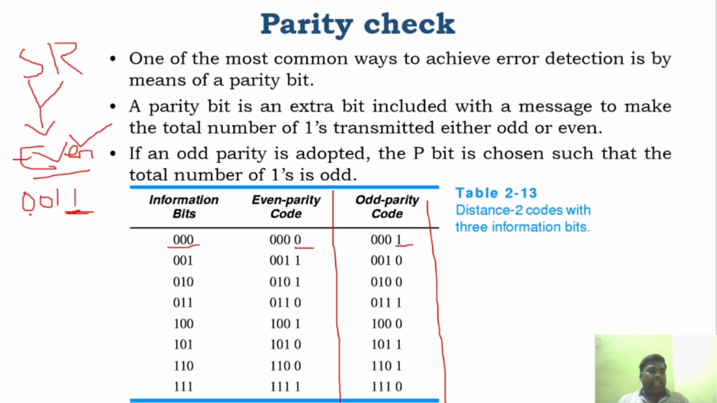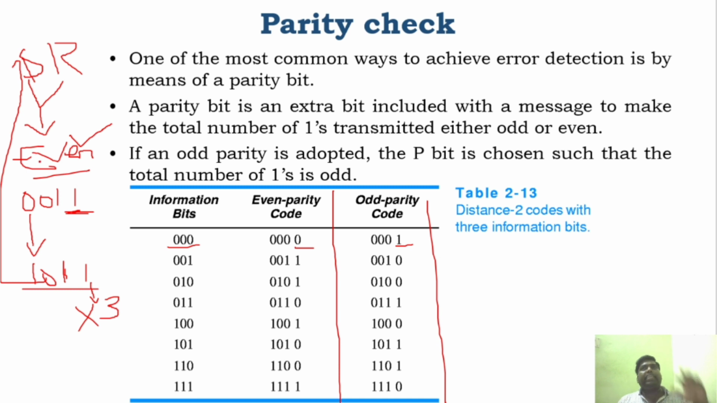Now for example, if this message is received at the receiver like this, the receiver will cross verify the number of ones. Here the number of ones is 3, so it does not follow even parity. So it is understood that some error has happened. It will inform the sender that the message has to be retransmitted because there is an error. This is how it works.